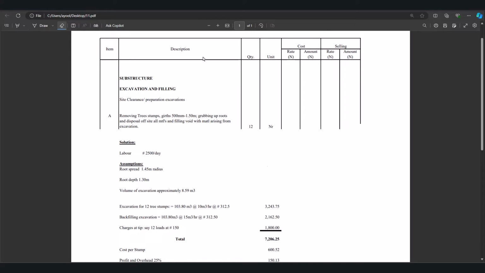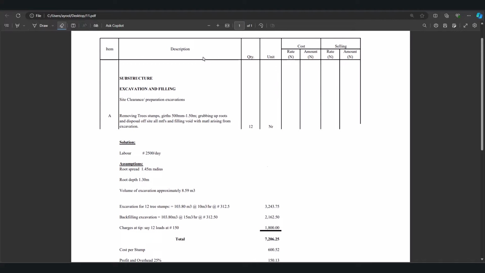So in this tutorial, we'll be exploring the calculation of unit rate for removal of tree stumps, and this is measured by counting. From this example, the total number of tree stumps that we have is 12, and they are between girths of 500 mm and 1.5 meters. So now let's get into calculation of the unit rate.